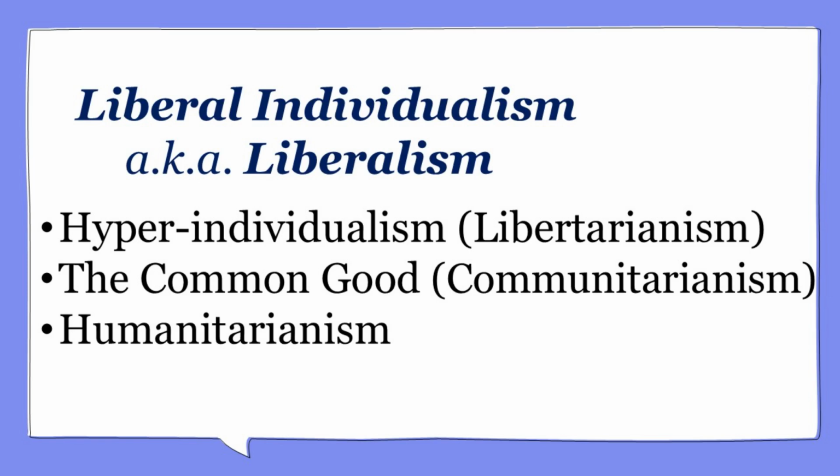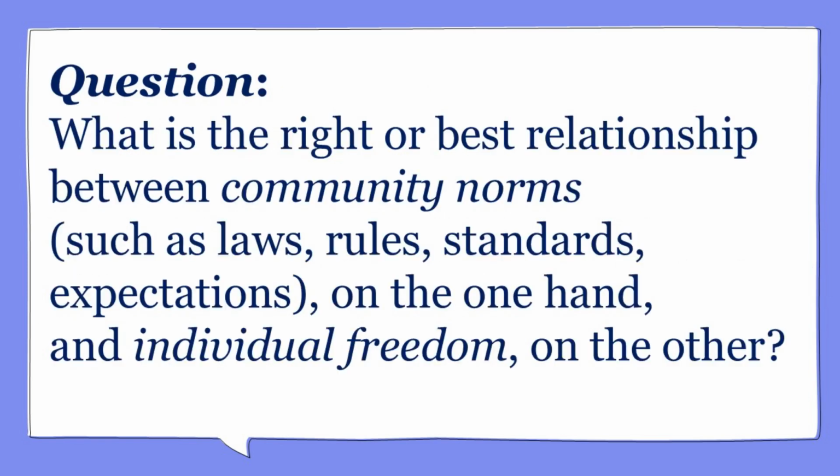We should also note that each of these value systems will have different degrees of influence within any particular context. That is, some parts of Western society will have greater libertarian influence than others. So I will now begin to describe these 3 value systems in greater detail, but I will frame this discussion through one of the most ancient questions in moral thought, because each of these value systems addresses in its own way the following question. What is the right or best relationship between community norms, such as laws, rules, standards, expectations, on the one hand, and individual freedom on the other?